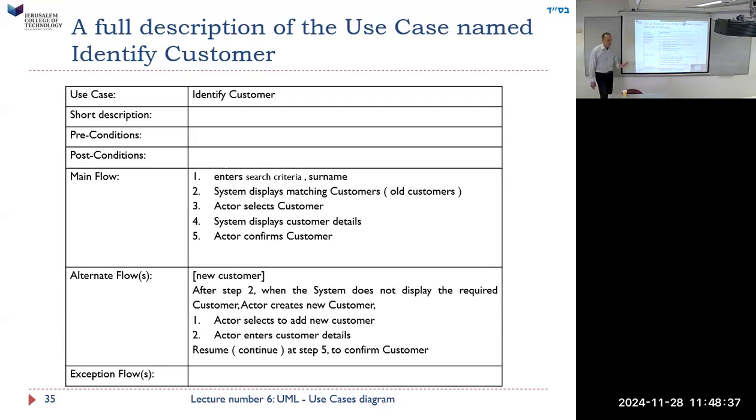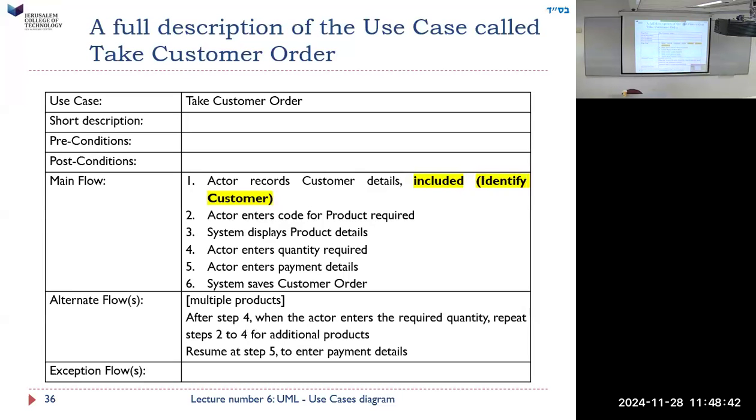So that's identify customer. Now, I didn't show you yet how to integrate it. So here's how you integrate it. You go back to take customer order, and you say the first step is identify customer. So after actor records customer details, include identify customer. In parentheses, we're writing that in capital letters, identify customer. And that indicates to us that that's a different use case that we're including in our use case.